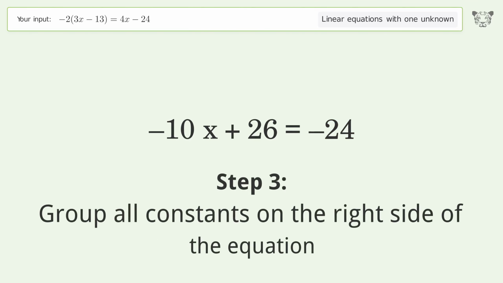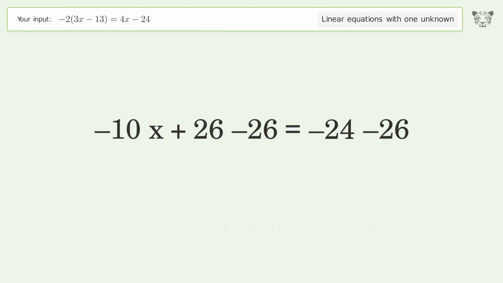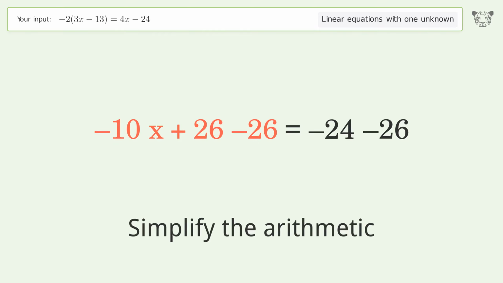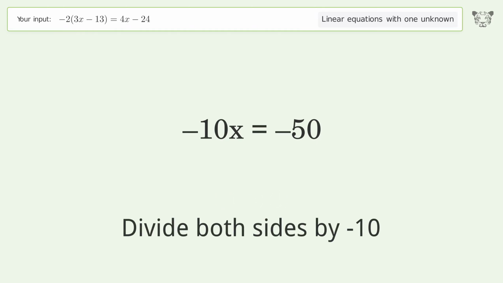Group all constants on the right side of the equation. Subtract 26 from both sides. Simplify the arithmetic. Isolate the x. Divide both sides by -10.